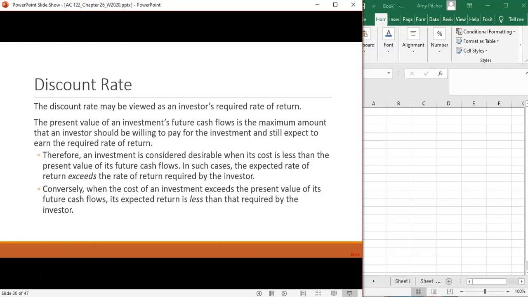This discount rate, as I've said, is the investor's required rate of return. We want our investment's future cash flows to be higher than the outflows of money. If we have a positive net present value, then we know that that investment is going to make money for us. However, if the net present value is below 0, we know that that investment is a losing proposition and we'll never recoup our money on that investment.